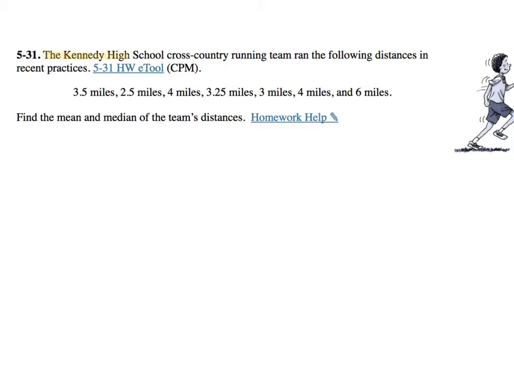The Kennedy High School cross-country running team ran the following distances in recent practices. Find the mean and median of the team's distances.